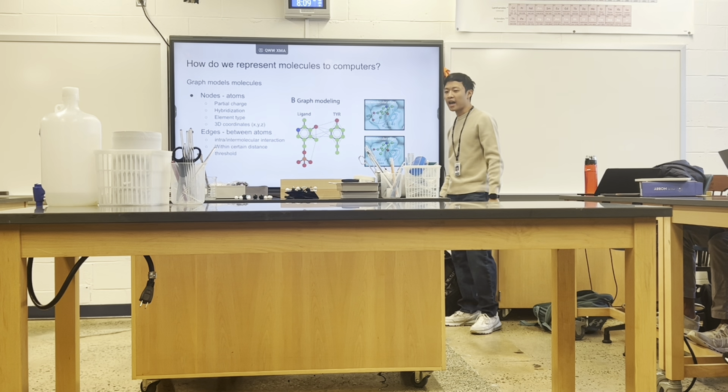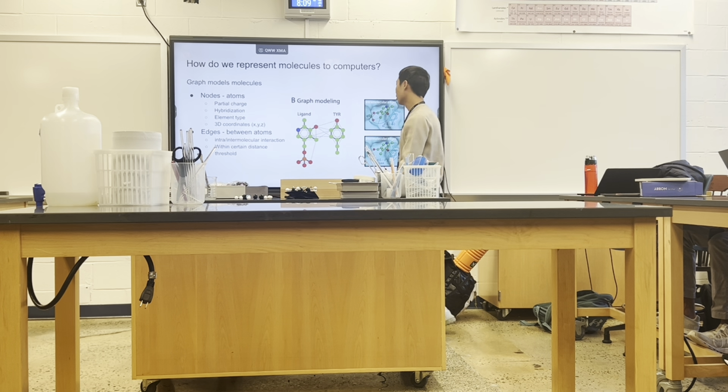Not only are ligand-to-ligand interactions between atoms considered, but also the ligand, our inhibitor, to the protein, which is really important for understanding how the ligand affects the binding pocket. For the nodes, we consider chemical characteristics such as partial charges, the element type obviously, hybridization, but also the 3D coordinates of where they are in space.